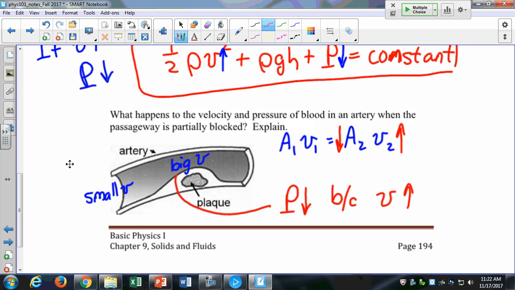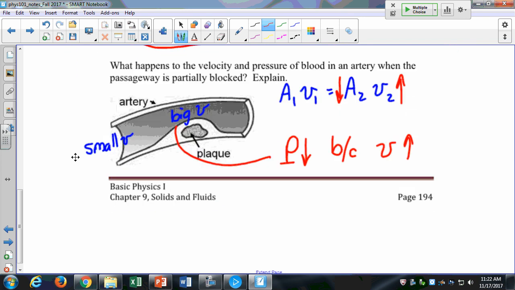You know what can happen if it gets too small? What happens to that artery? It'll collapse, right? Because you got a big pressure outside, small pressure inside, so it'll collapse down on itself. If the speed gets too big here, it'll just collapse down on itself. So low pressure, because the speed gets too big, can lead to collapse of the artery.